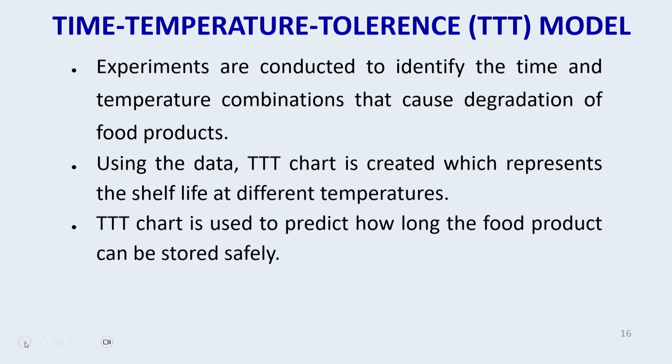So experiments are carried out to identify the time and temperature combination with respect to change in time. The temperatures are monitored, and accordingly the graphs can be plotted. In order to find out the degradation of the food product, using the data, a time temperature tolerance chart is created. That is, a graph is plotted, as I mentioned a little ago, which represents the shelf life at different temperatures. The TTT chart is used to predict how long the food product can be stored safely.